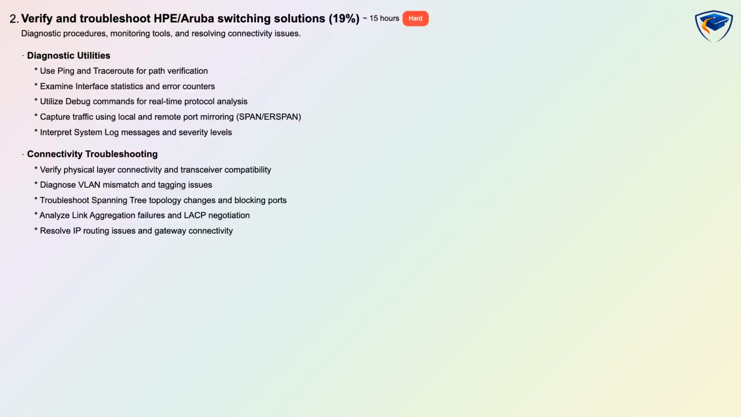On the connectivity side, you will diagnose physical layer problems and transceiver compatibility, troubleshoot VLAN mismatch and tagging issues, handle spanning tree topology changes and blocking ports, resolve link aggregation and LACP negotiation failures, and troubleshoot IP routing and gateway connectivity.